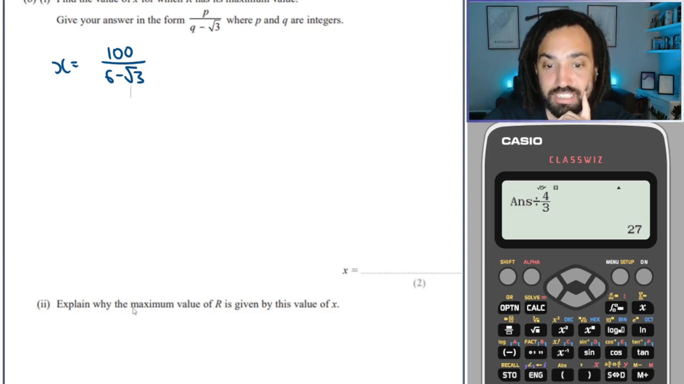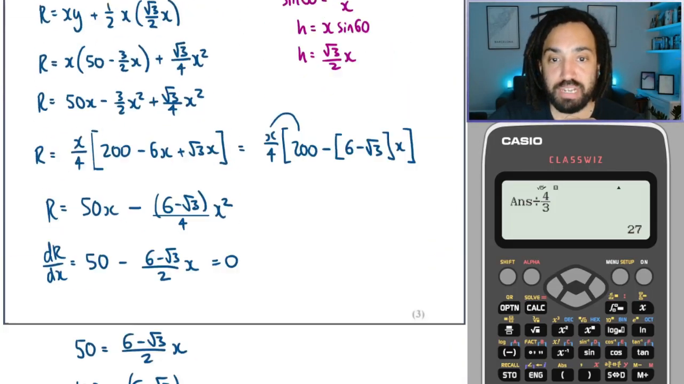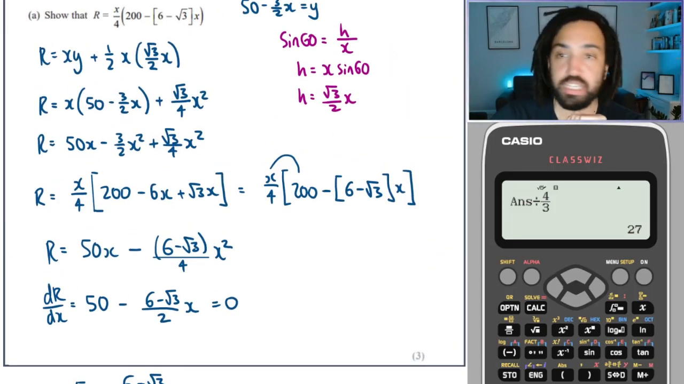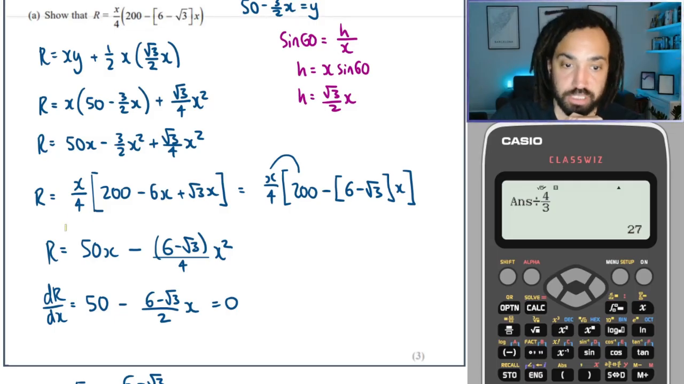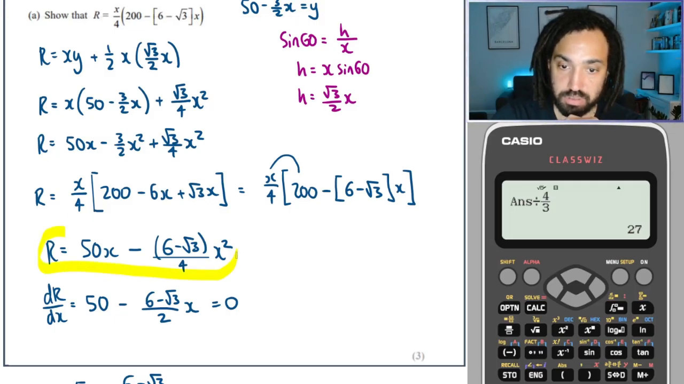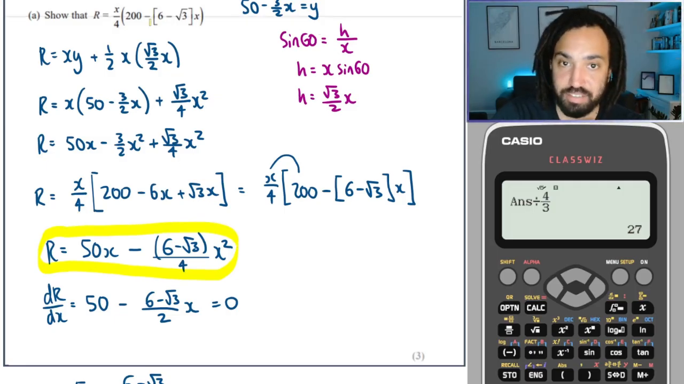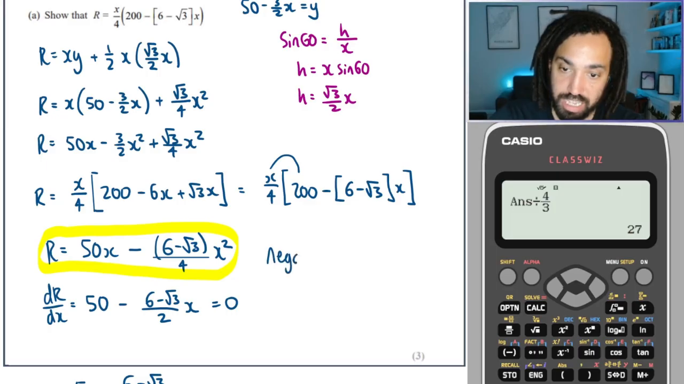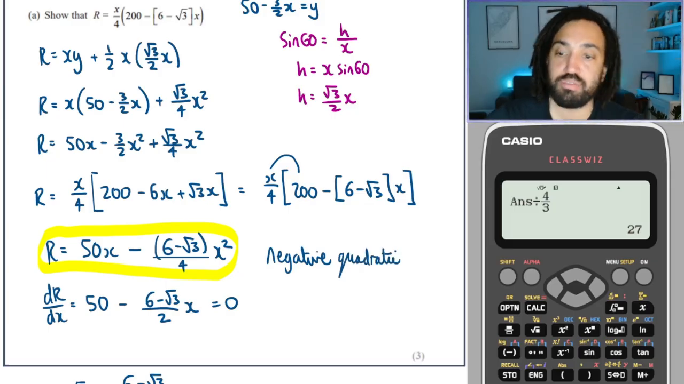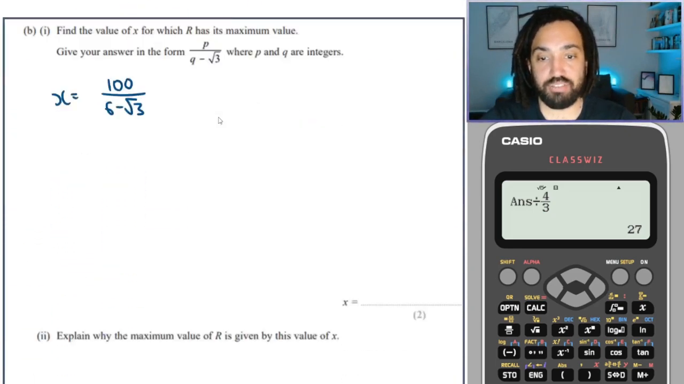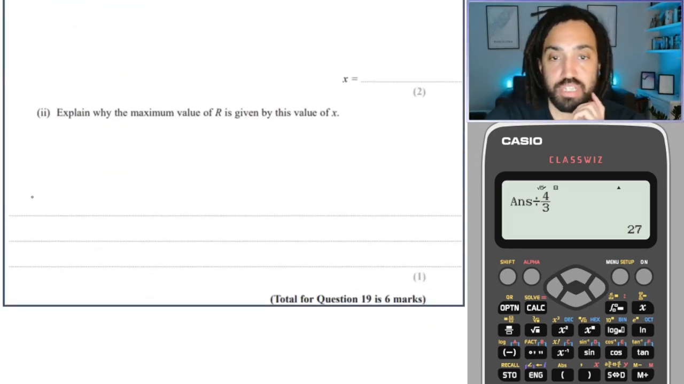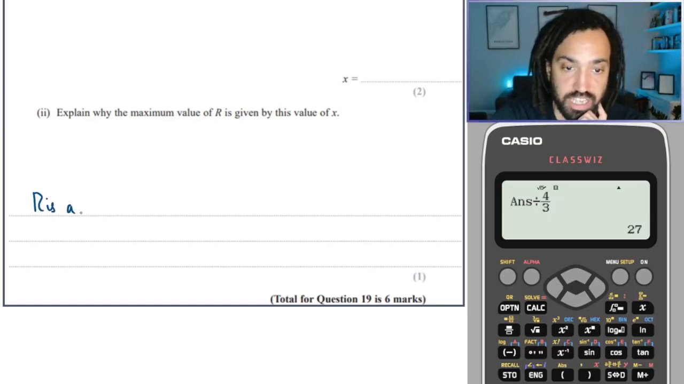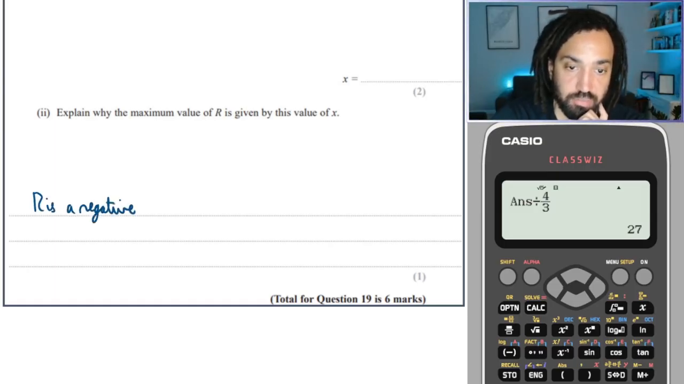Explain why the maximum value of r is given by this value of x. Well, if we go back up here, we will see that the r expression is a negative quadratic, because the x squared term is negative. Now, negative quadratics have an n shape to them. So r is a negative quadratic.